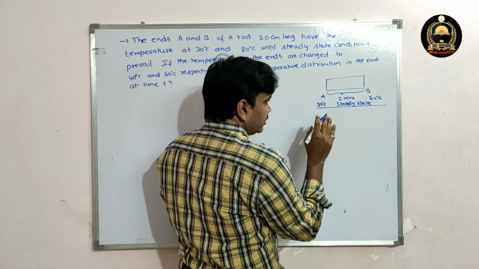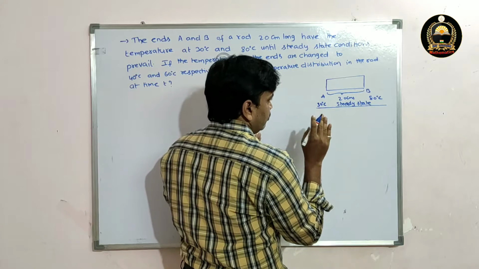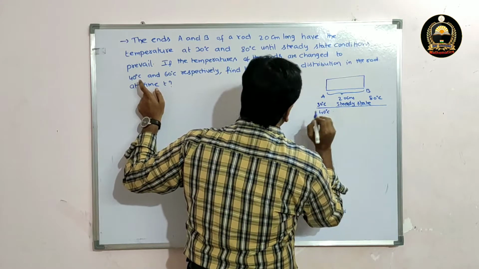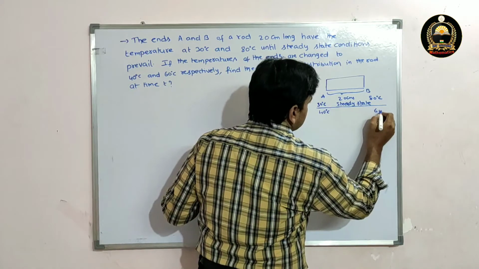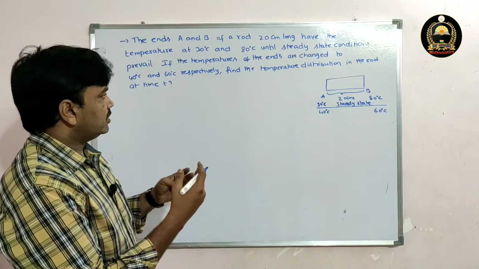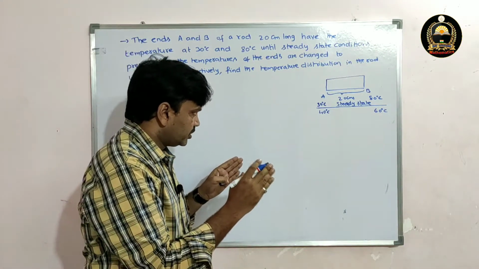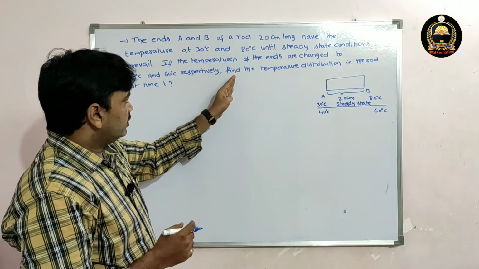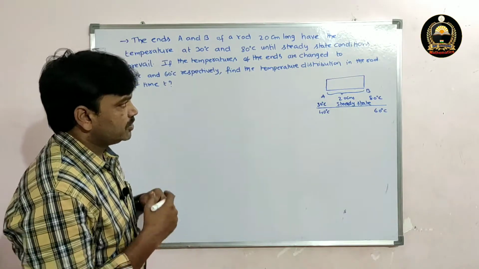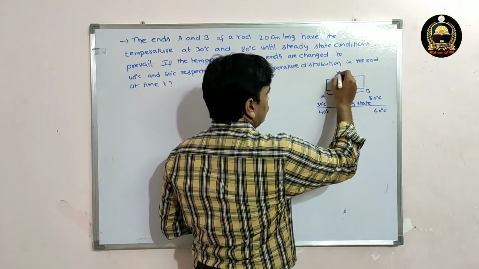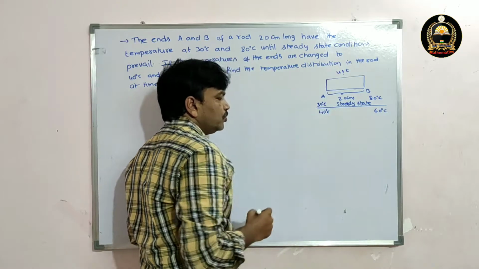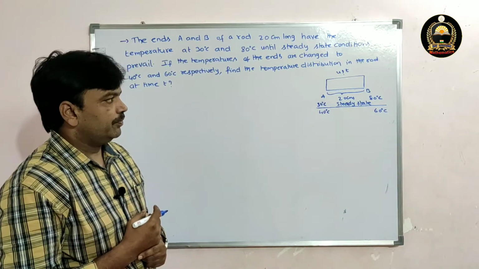He changed the temperatures. One end is 40 degrees centigrade, so here it increases, students. The other end is 60 degrees centigrade, that means here it decreases. Now when the temperatures are changed, find the temperature distribution in the rod at any time t. That means you find U, the temperature U at any time t.